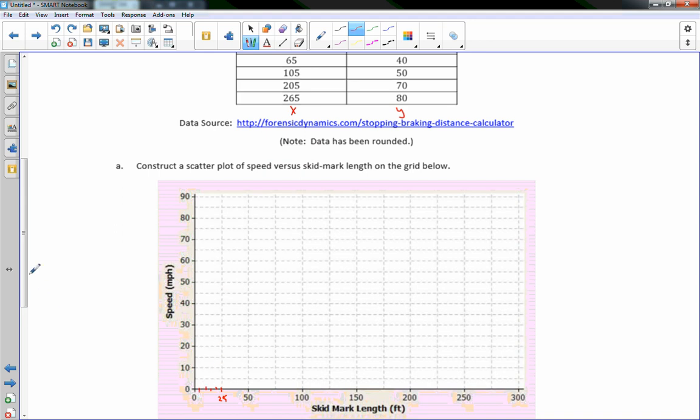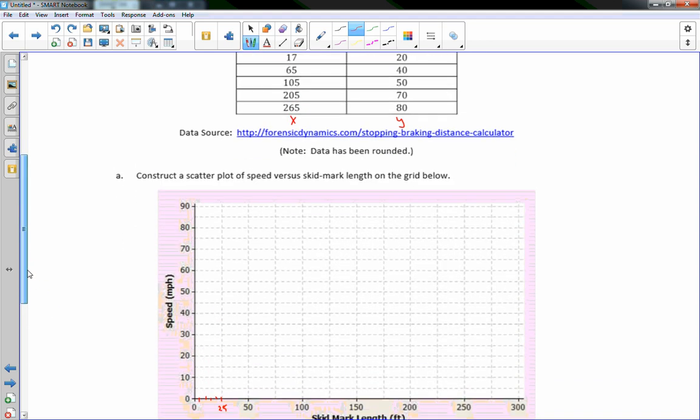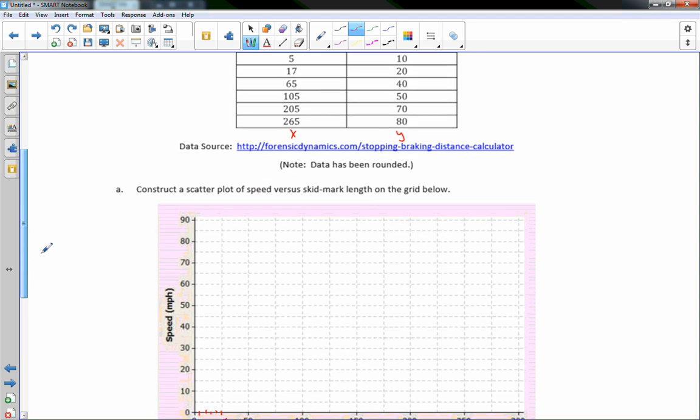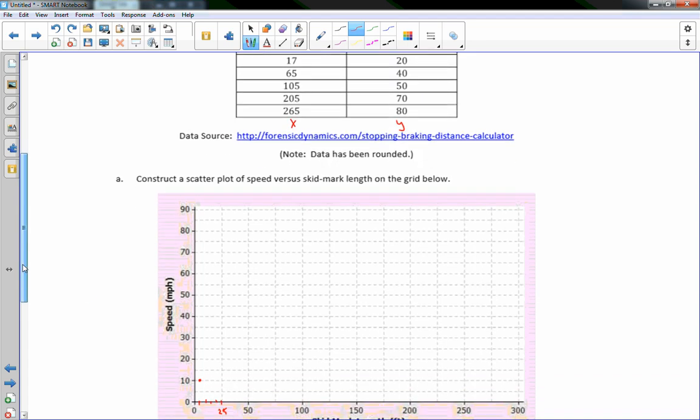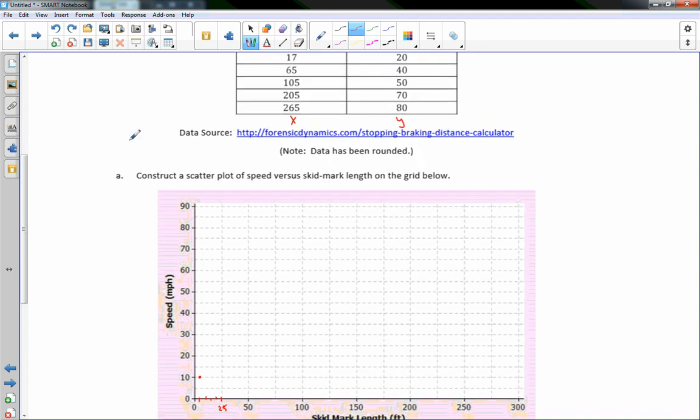Okay, so we have the skid mark 5 feet, 10 miles per hour. So 5, 10 would be way over here since we're using a scale of 50, like so. The next one is 17. So once I get past that first one, I don't have to scroll anymore. So now 17, 20. 25, so this is 5, 10, 15. So 17 is right about here, and that is 20 is right here.